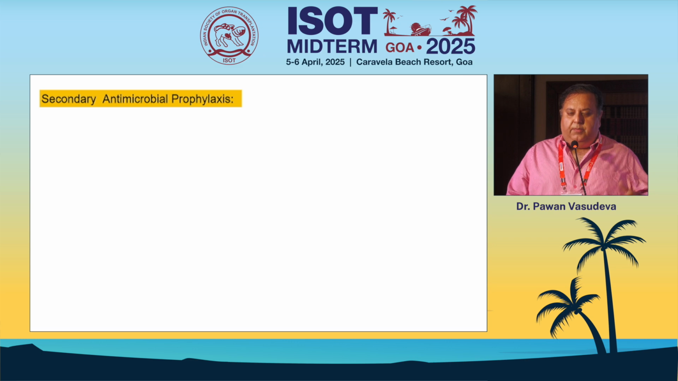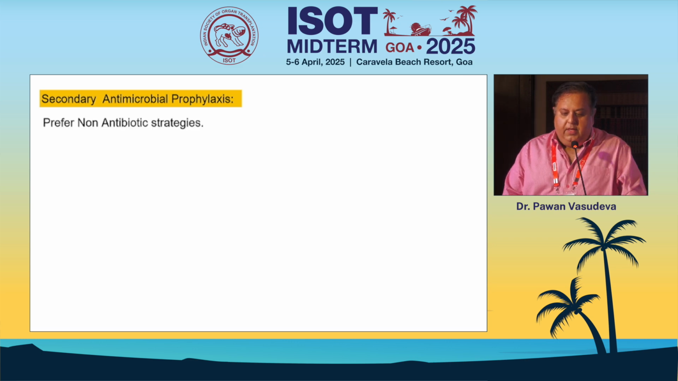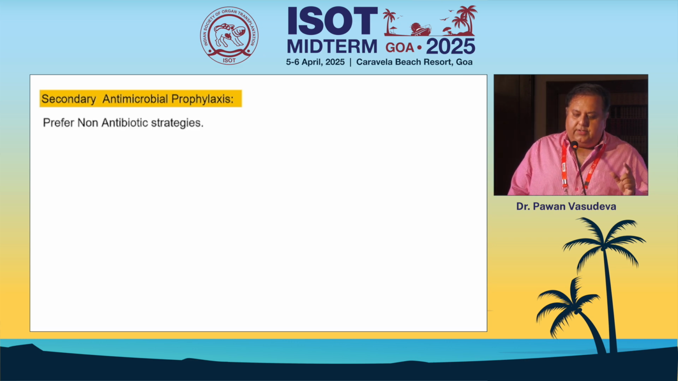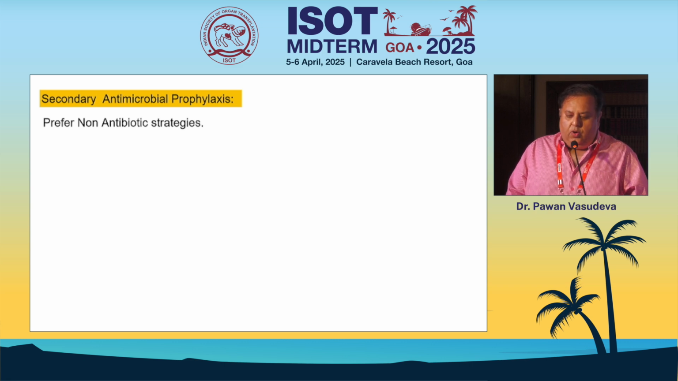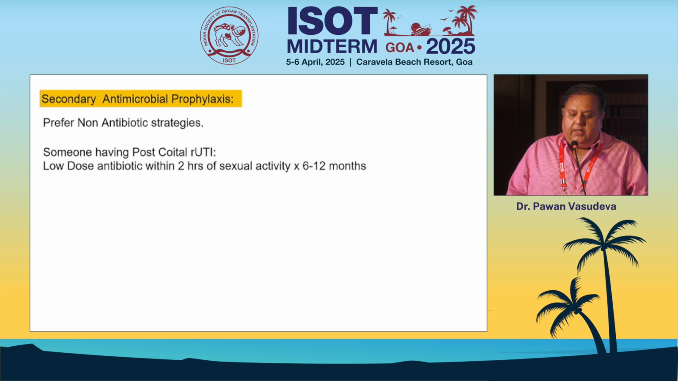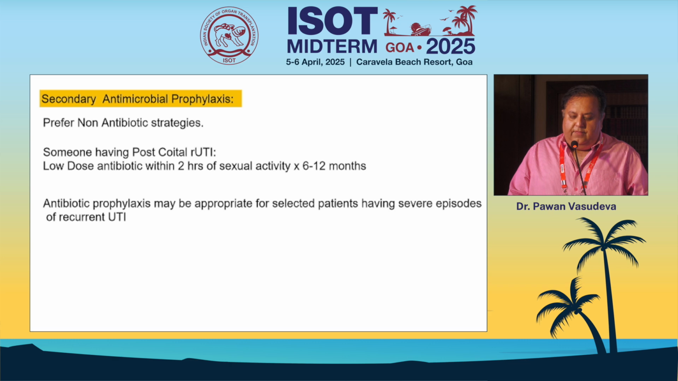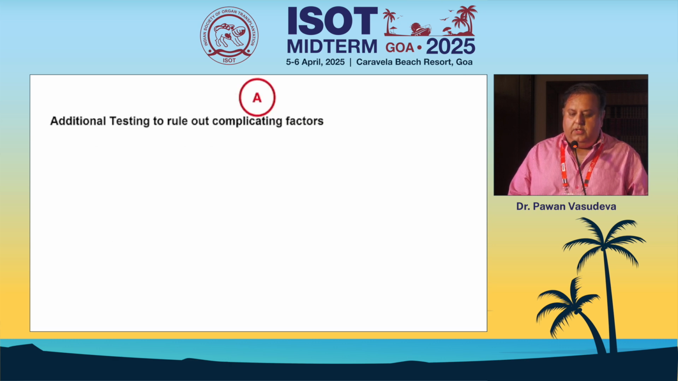Secondary means somebody who's getting infections, how do you deal with them? The non-antibiotic strategies, which were vaginal estrogen and methenamine, all of those should be preferred. But the other two options are, if your patient is having a postcoital recurrent infection, then a low-dose antibiotic within 2 hours for 6 to 12 months. And for a certain subset, you may want to continue antibiotic prophylaxis for 6 to 12 months if that infection is not related to sexual intercourse.